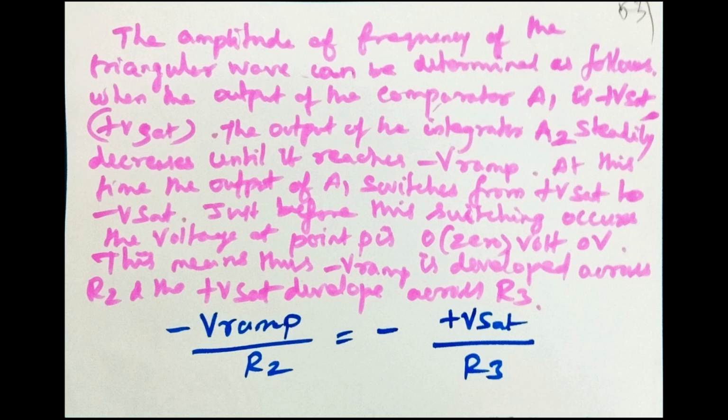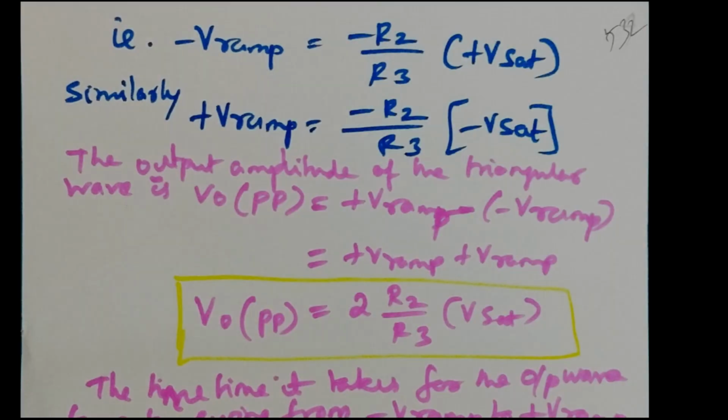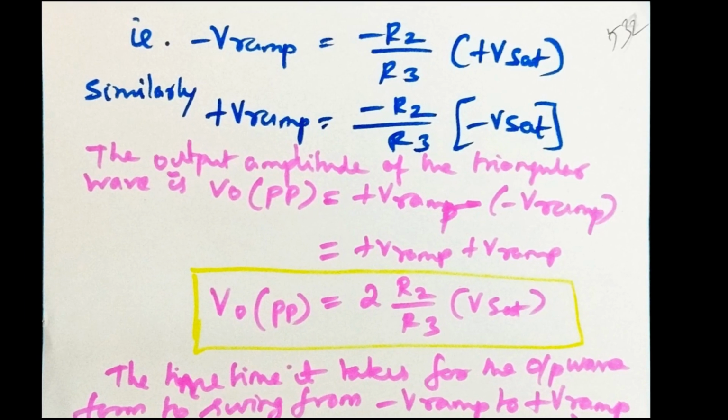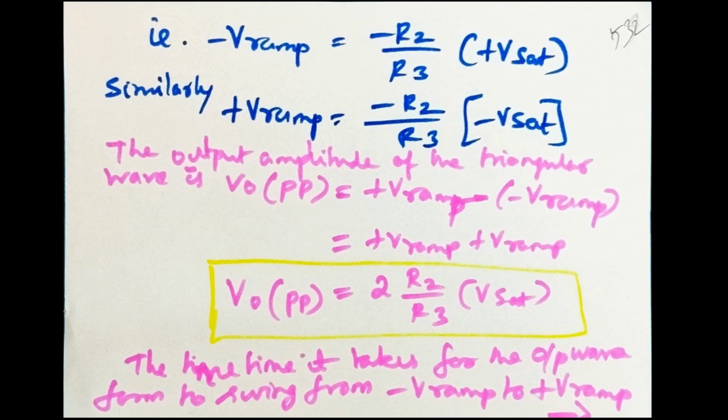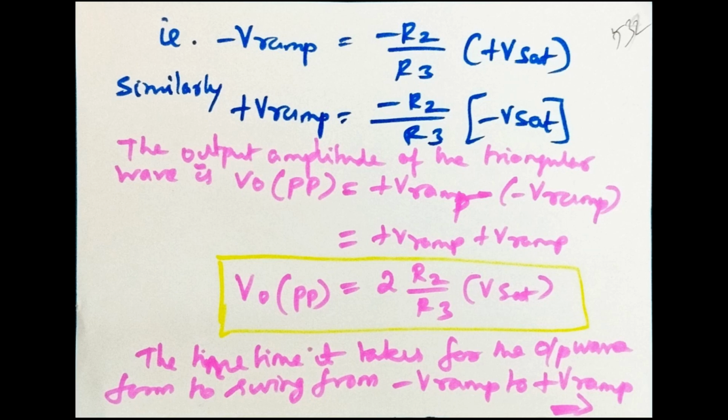This means that minus V ramp is developed across R2 and plus V saturation is developed across R3. Minus V ramp divided by R2 is equal to minus plus V saturation divided by R3. That is, minus V ramp is equal to minus R2 divided by R3 into plus V saturation. Similarly, plus V ramp is equal to minus R2 divided by R3 into minus V saturation.